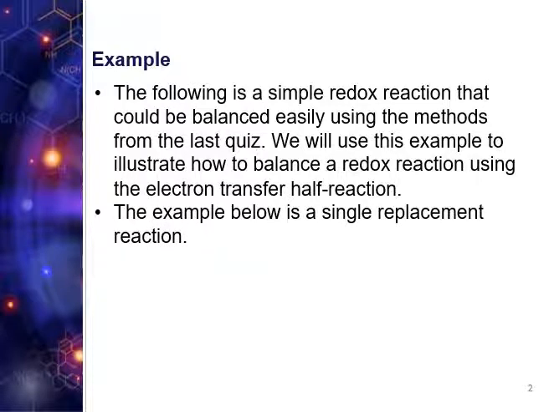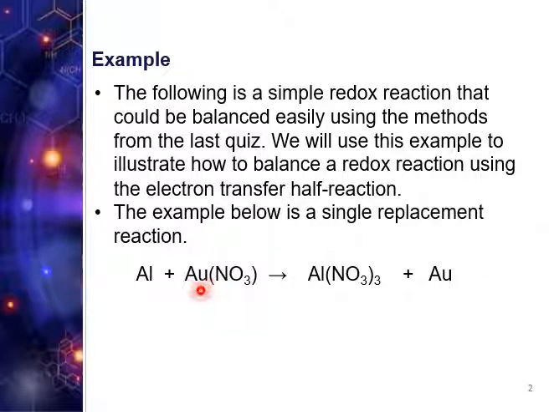The example below is a single replacement reaction. All single replacement reactions are redox reactions. We have aluminum plus gold 1 nitrate. And the reason why I know it's gold 1 nitrate is nitrate is a minus 1. Therefore, gold must be plus 1 because in a compound, the oxidation numbers add to be 0. It forms aluminum nitrate plus gold.